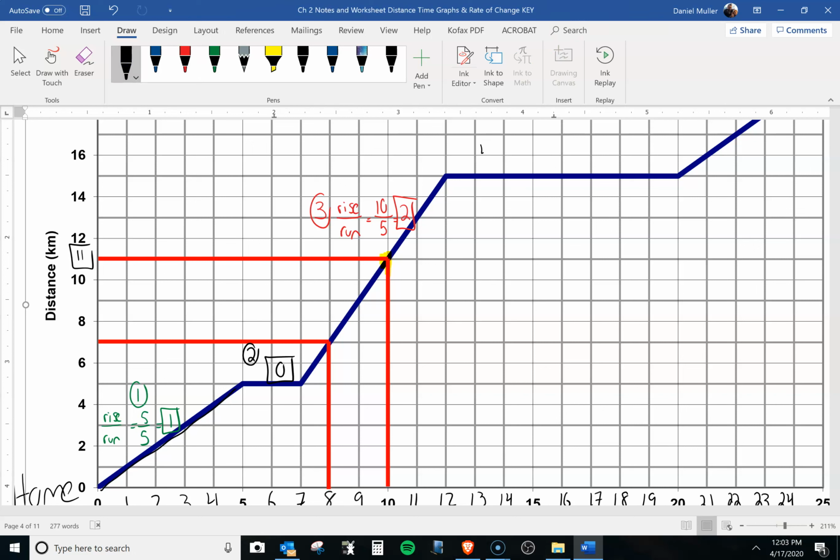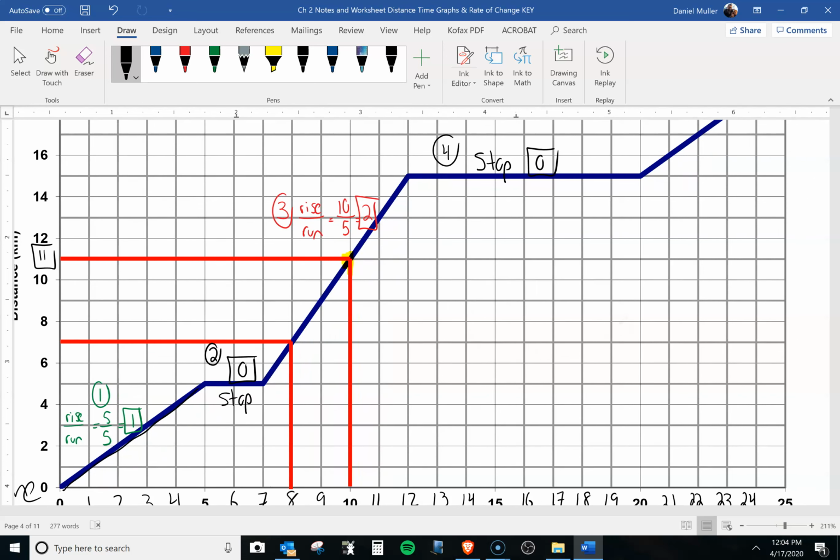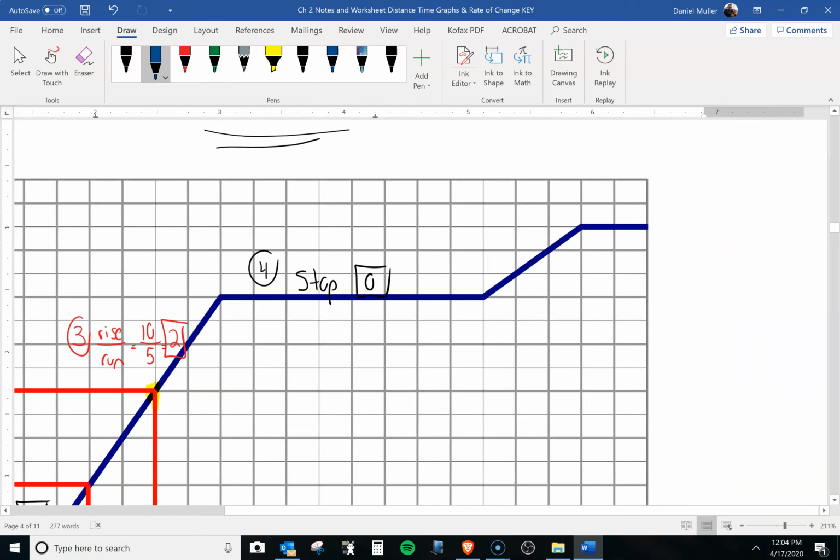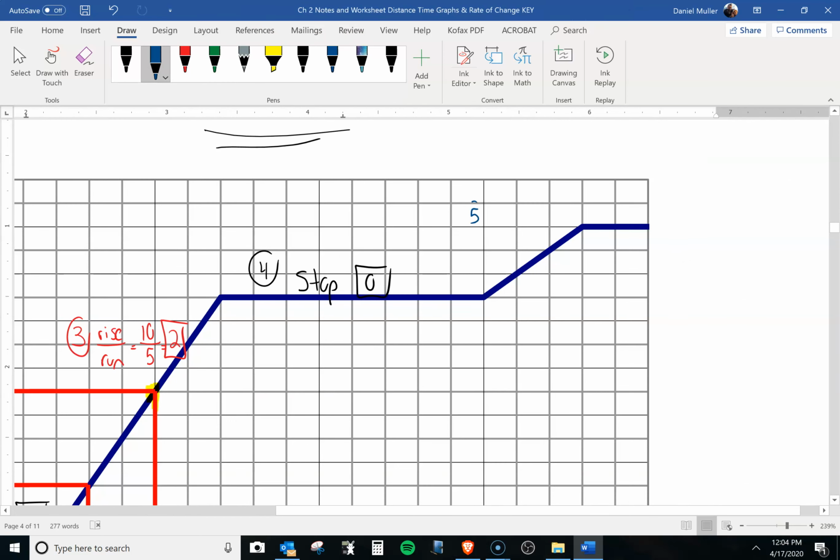Section 4 is going to be another stop. So it's going to have a slope of 0. That's what we did here. This was a stop. So we have 1, 2, 3, 4. Okay, so now I've got another slope here in section 5. So we have a rise over a run, and we go up 1, 2, 3 over 1, 2, 3. So it's 3 and 3. 3 over 3, which is 1.